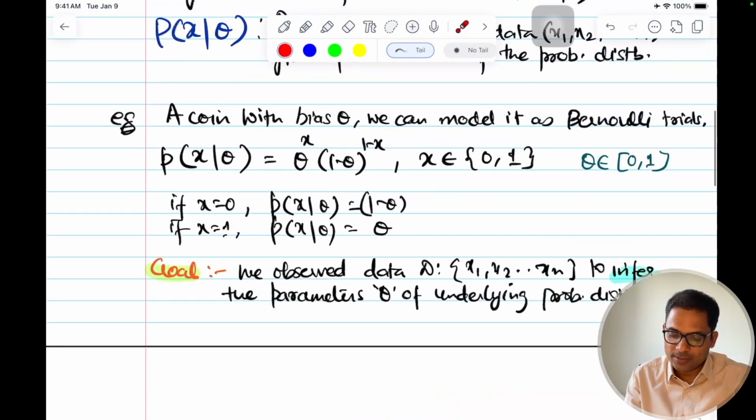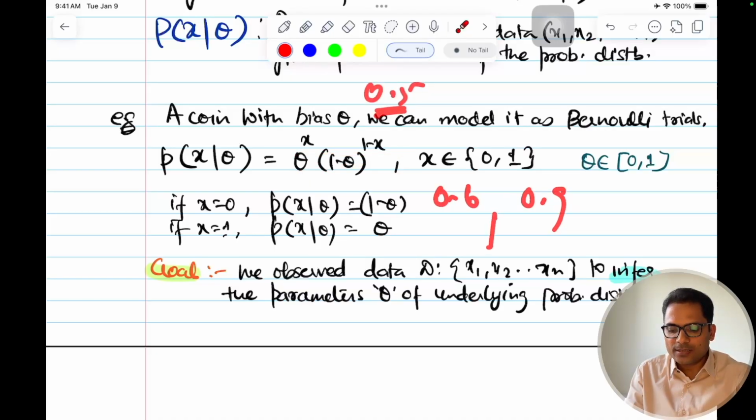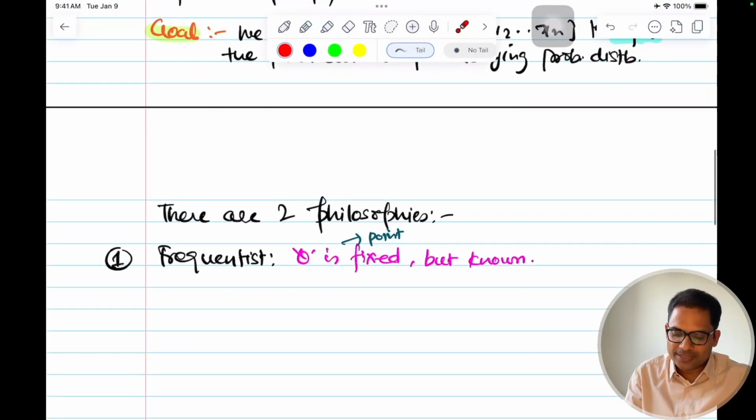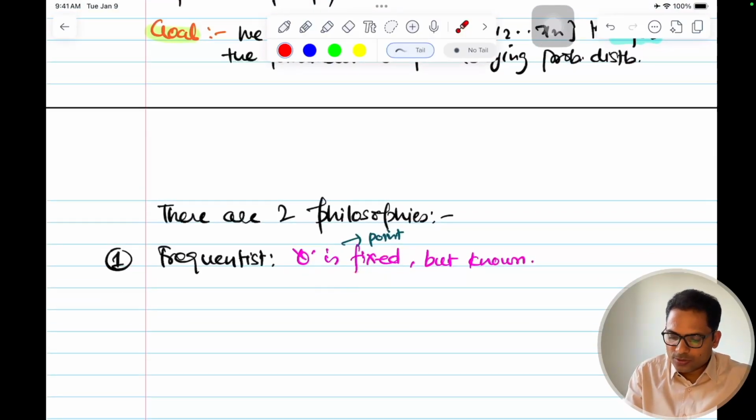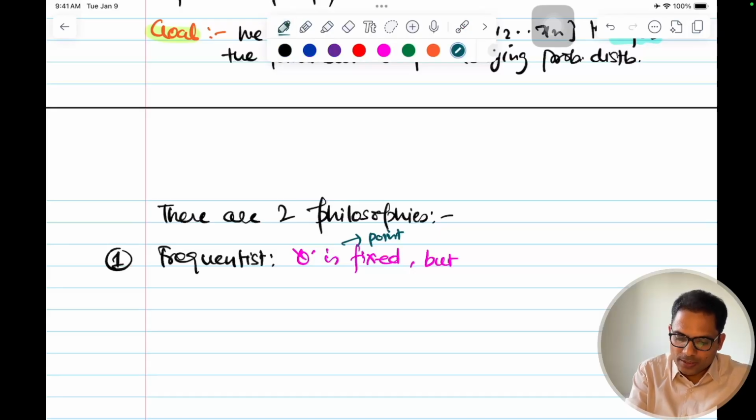If, for example, the coin is unbiased, it will be 0.5. I can get 0.6 or 0.9 for heads, for success, when we say theta, or it can be less also. So we will get one value. That's what it means that theta is fixed but unknown, and that's what we need to find out.